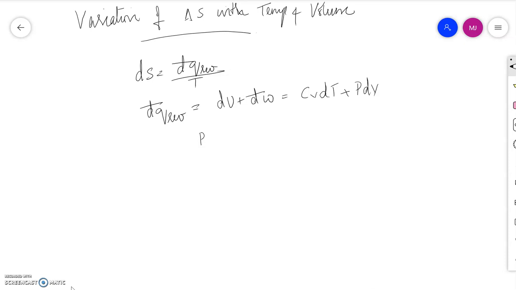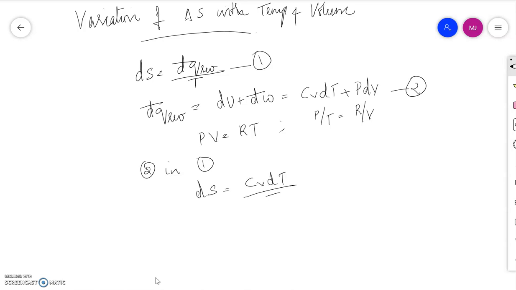And for 1 mole of an ideal gas, PV is equal to RT, or P by T is equal to R by V. Suppose I number this as equation 1 and this as equation 2, and if I substitute 2 in 1, what we will get is dS is equal to Cv dT by T plus P dV by T, or that is equal to Cv dT by T plus R by V dV. Now I'm going to number this as equation 3.